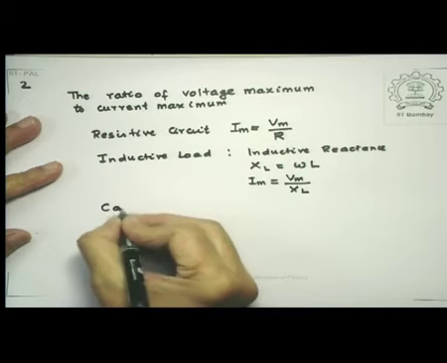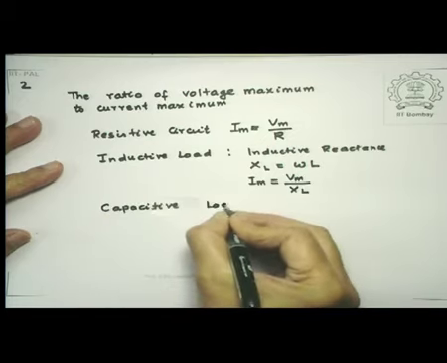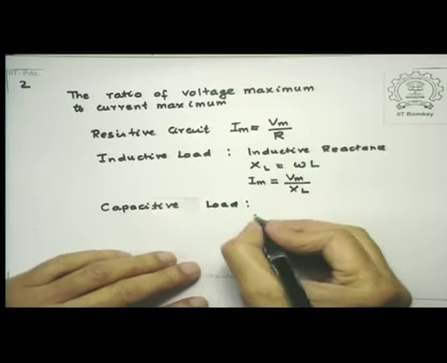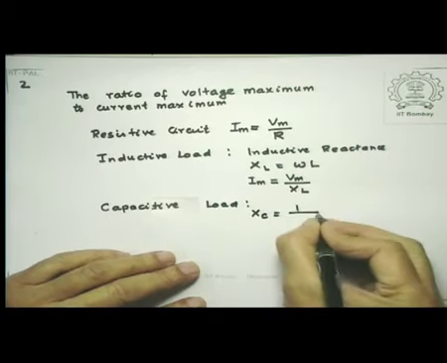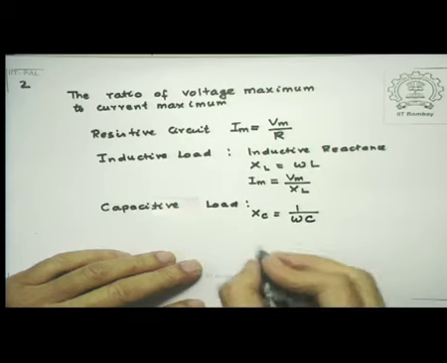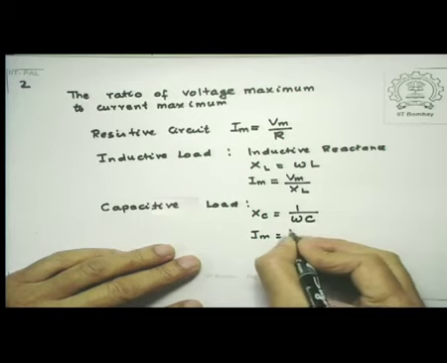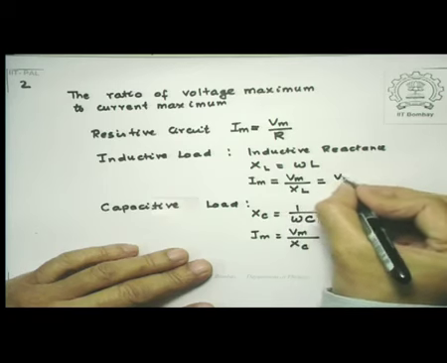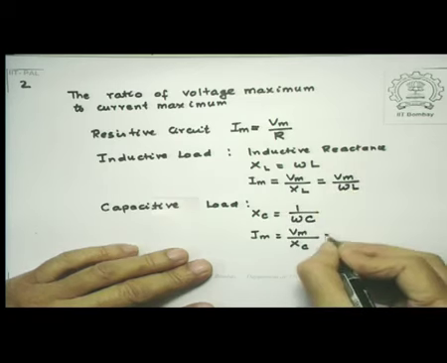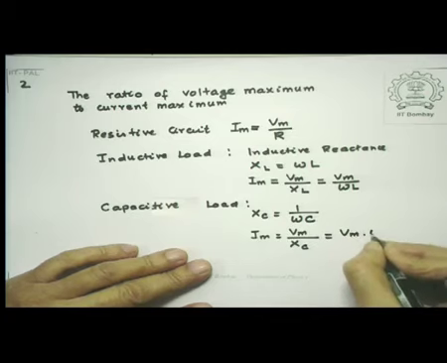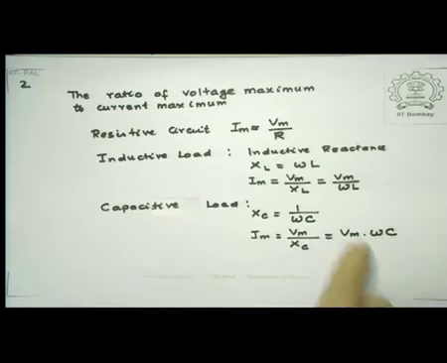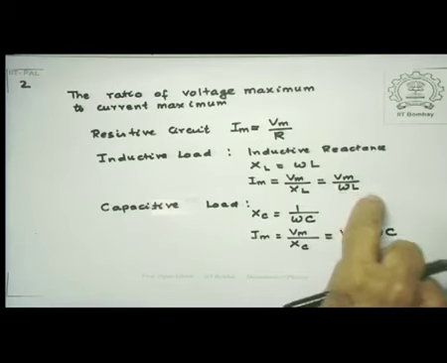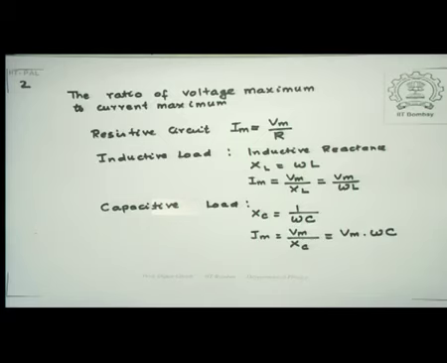And for a capacitive load, we define a capacitive reactance Xc, which is equal to 1 over omega C, and once again I have my Im equal to Vm divided by Xc. So here it is equal to Vm divided by omega L, and here it is Vm times omega times C. You realize that there is a difference in the way the angular frequency omega comes into these expressions.